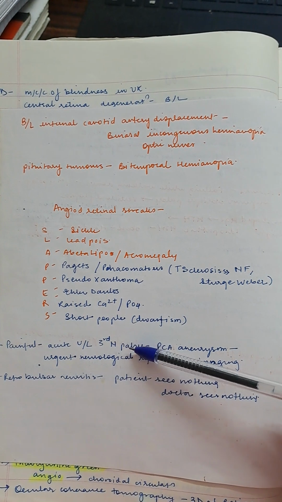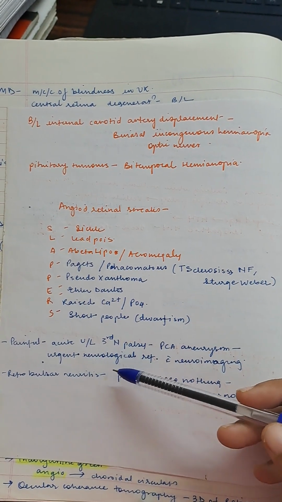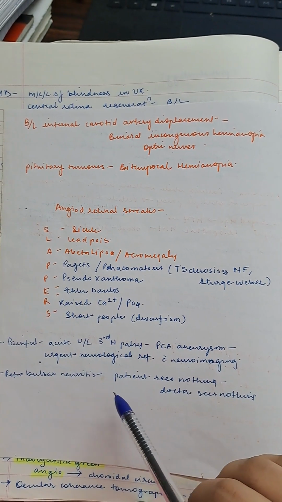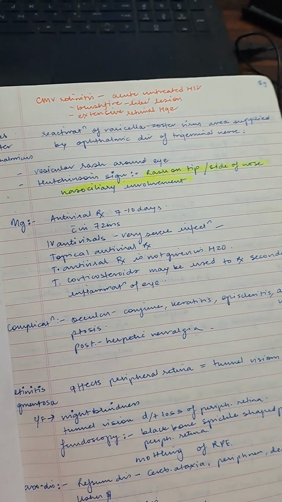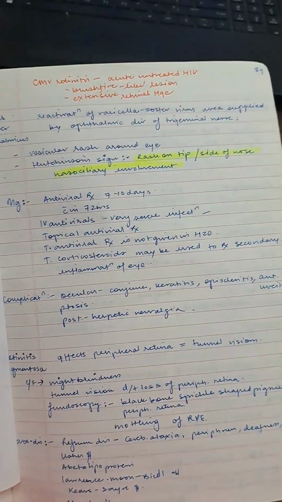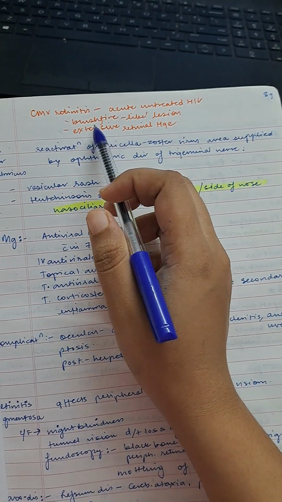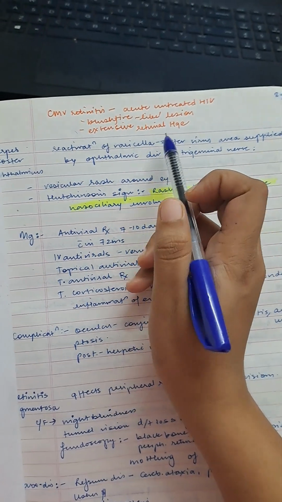Painful acute third nerve palsy: PCA aneurysm, urgent neurological referral with neuroimaging. Retrobulbar neuritis: patient sees nothing, doctor sees nothing. Okay. So herpes zoster. Then CMV retinitis: acute untreated HIV, brush fire-like lesion and extensive retinal hemorrhage.